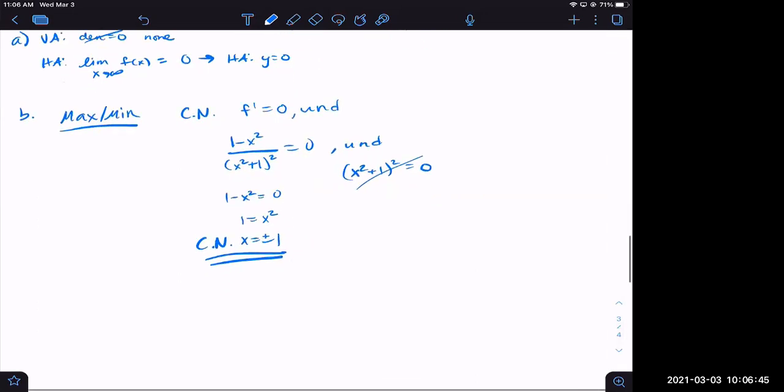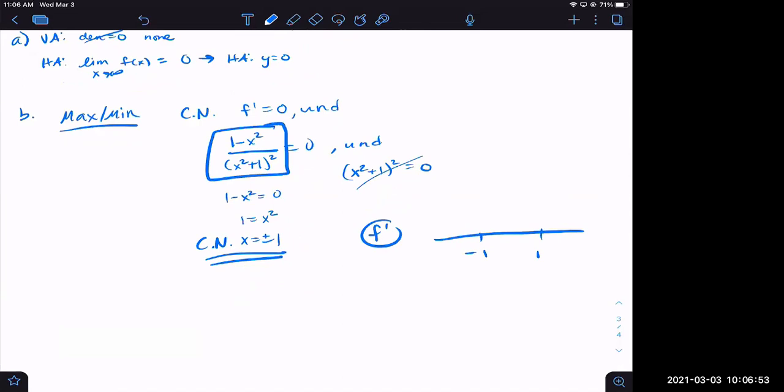Then you do your f prime sign line. So on our f prime sign line, we list our critical numbers. F prime was this equation right here, and I'm seeing where it's positive or negative. One thing that makes it a little easier is that this denominator is always positive. Why is that denominator always positive? Squared. So all I have to worry about is the top. It's going to take on the sign of the top, so I'm just going to consider the graph. That graph is an upside down parabola, so it's going to match the signs of that graph. So it's below the x-axis, then above the x-axis, then below the x-axis.